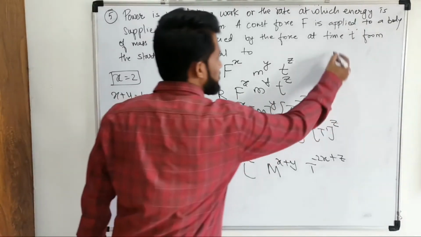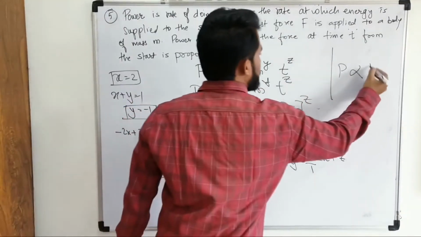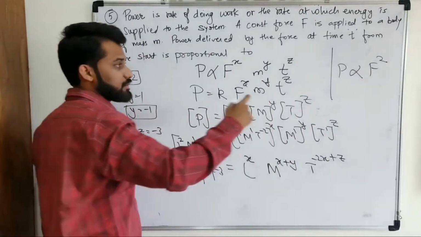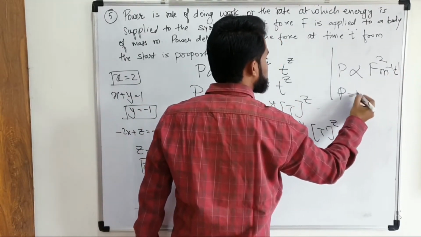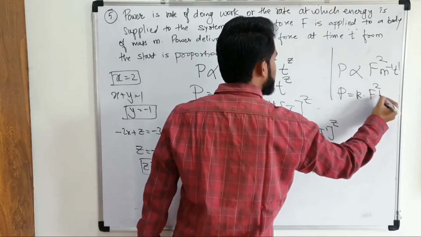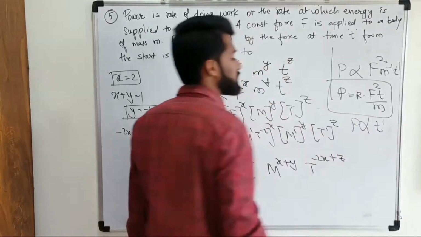So from this expression we get power is proportional to f raised to 2, m raised to minus 1, t raised to 1. So the formula becomes some constant f square t by m, and clearly power is proportional to time raised to 1.